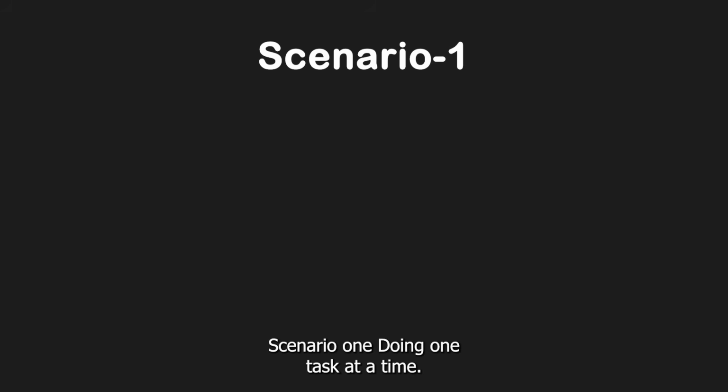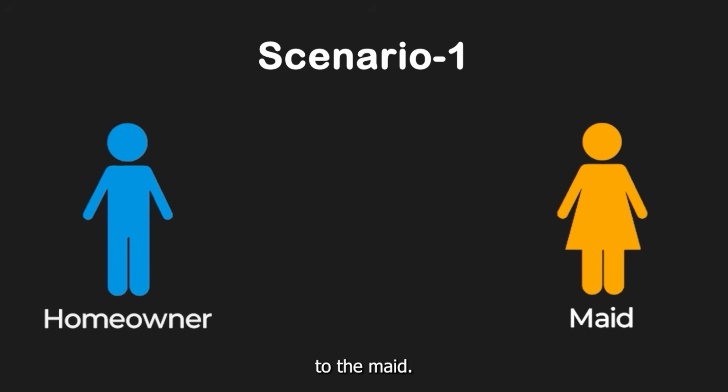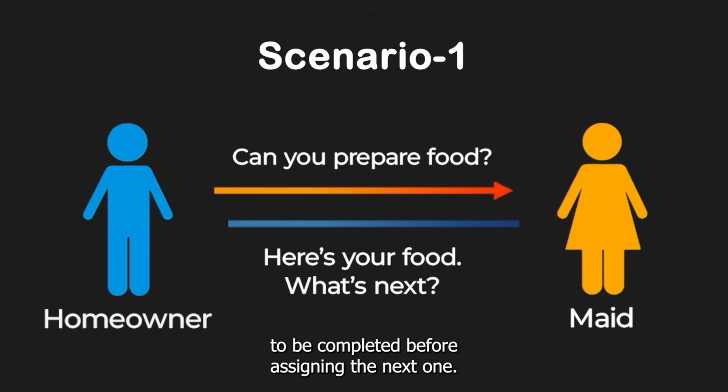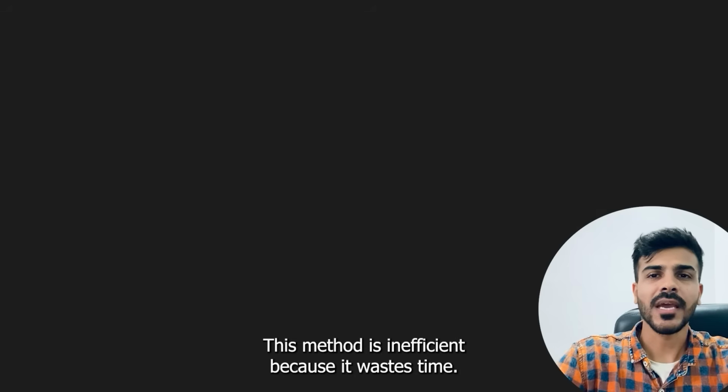Scenario 1, doing one task at a time. Now, in this first scenario, the homeowner gives tasks to the maid one by one. The homeowner waits for each task to be completed before assigning the next one. This method is inefficient because it wastes time.